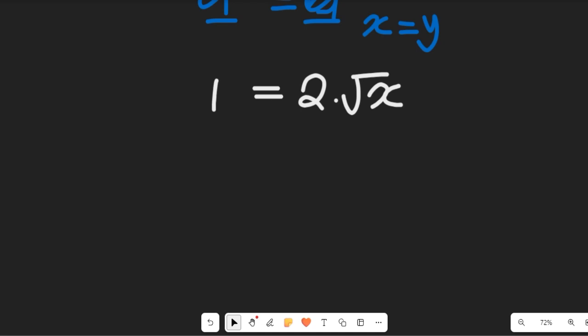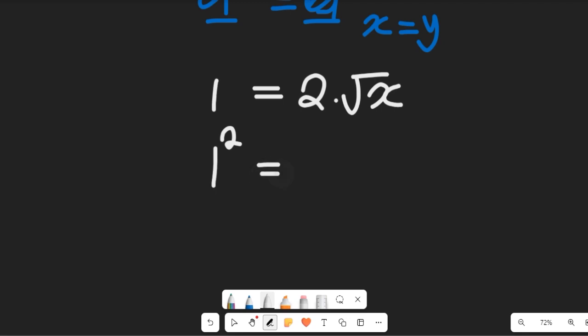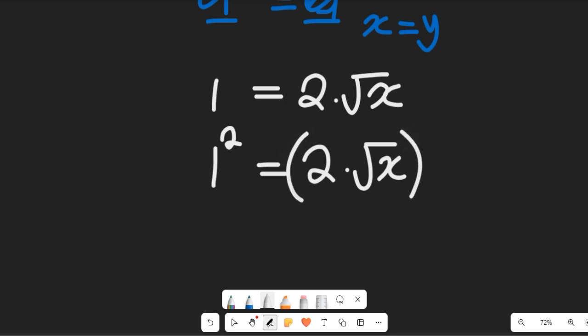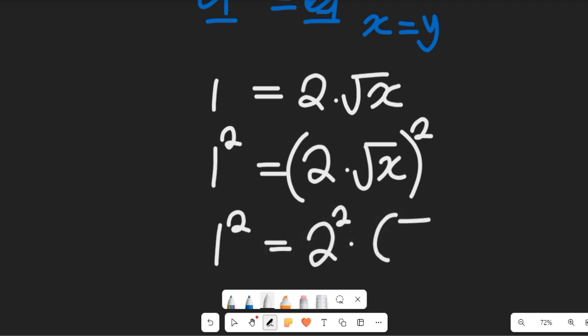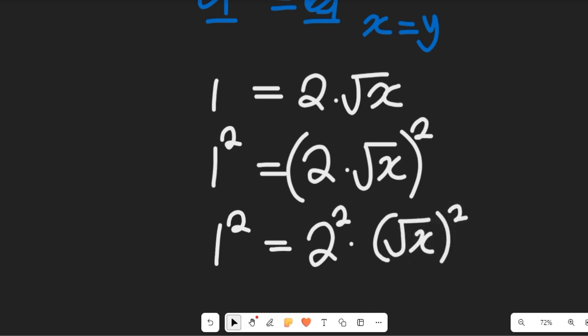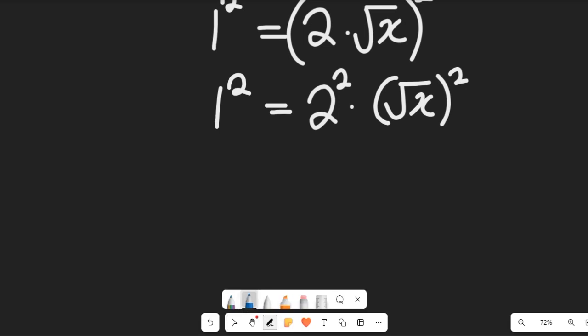And we can only do that by taking the square of both sides. So if we take the square of both sides, we're going to have 1 squared equal to 2 multiplied by the square root of x, all squared. Now this will give us 1 squared equal to 2 squared multiplying the square root of x squared. So from this expression, the square root and the square will cancel out, right?